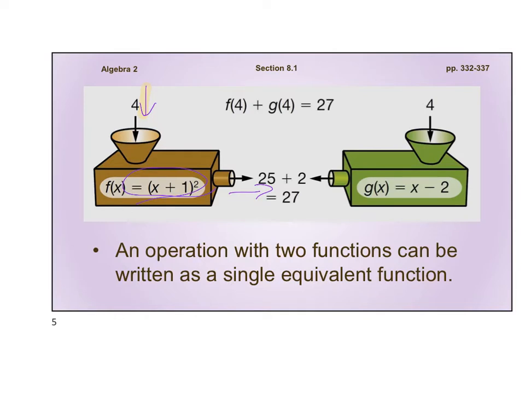Okay, whereas if I put 4 into a different function, a different number will come out, x minus 2. That's 4 minus 2 is 2, so that's what comes out, 2. Now, if I add them together, I get 27, 25 plus 2. That is the same as adding the two functions. This makes the addition and subtraction and even the division much easier. An operation with two functions can be written as a single equivalent function. Okay, we'll be doing that as we go.